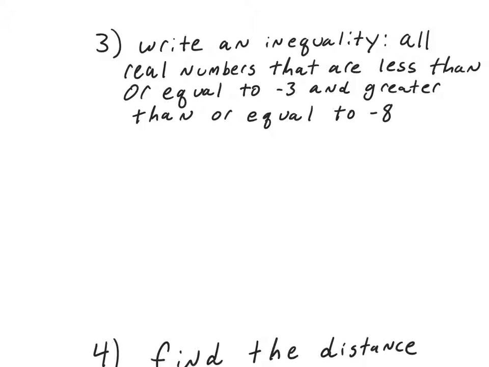On number 3, it's asking us to write an inequality where all real numbers that are less than or equal to negative 3 and greater than or equal to negative 8. So I'll start with the variable. Since this is kind of in between the two, we'll put the bigger number on the right and then the smaller number on the left. And then we have to just see if it's less than or equal to or greater than or equal to. Let's see. So it's less than or equal to negative 3.